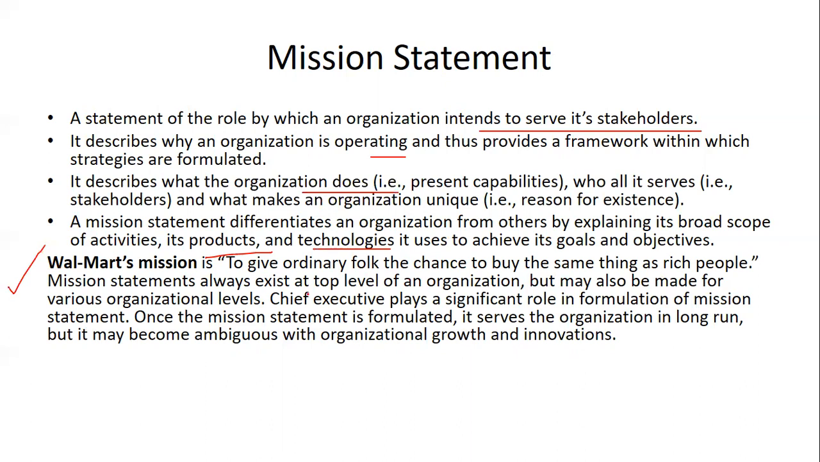A mission statement always exists at the top level and may also be made for various organization levels. The chief executive plays a significant role in the formulation of the mission statement. Once the mission statement is formulated, it serves the organization in the long run. Maybe it can become ambiguous with growth and innovation. But yes, the mission statement, to a very great extent, plays an important role in strategic intent.